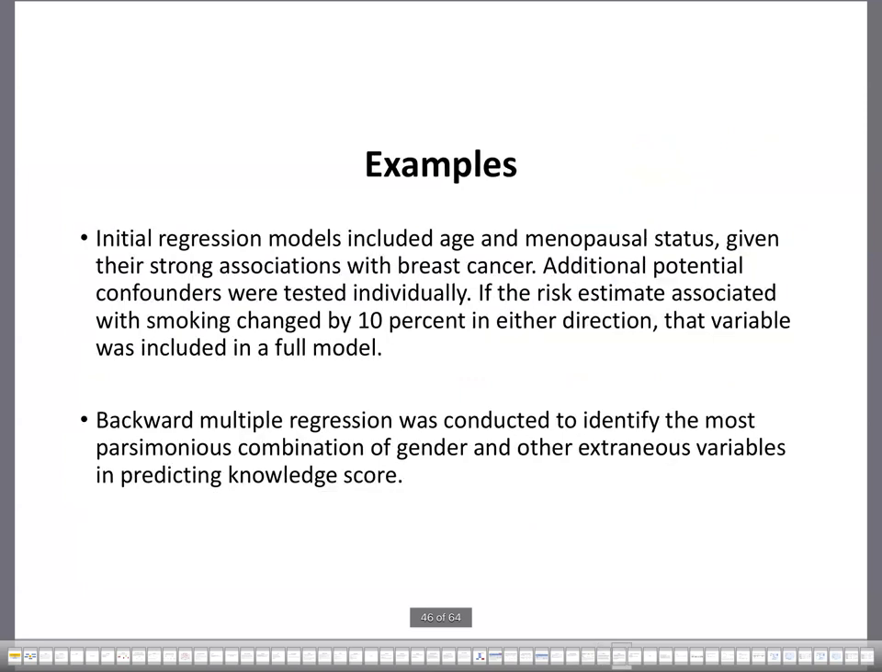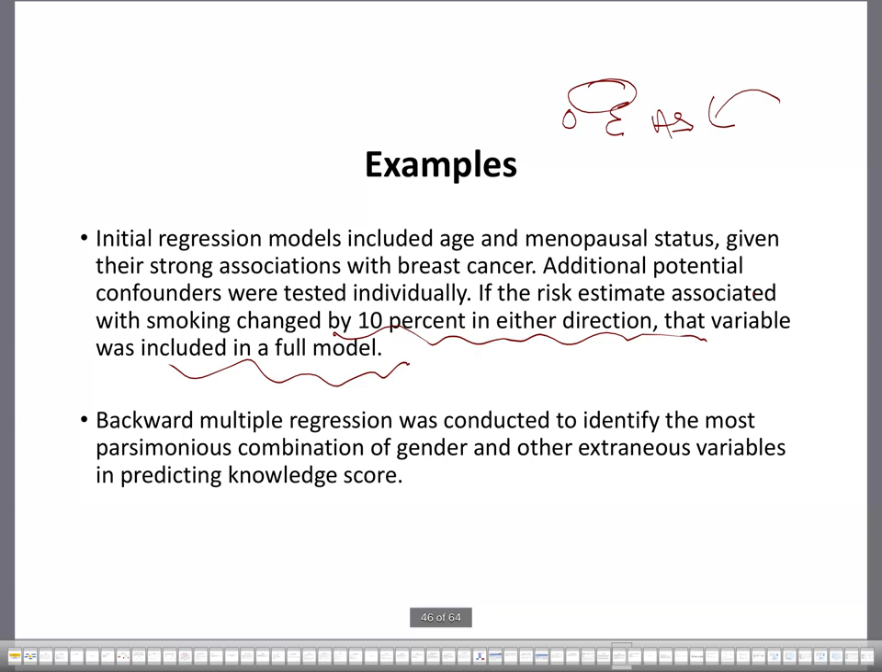Some more examples. So in one study, it is mentioned initial regression models included age and menopausal status. Given their strong association with breast cancer, additional potential confounders were tested individually if the risk estimate associated with smoking changed by 10% in either direction, we included it in the full model. So what they did, they had a model in which you have the outcome, the exposure, age, and sex, and they kept on adding other potential confounders, and they looked at this association between the risk factor and the outcome. And if after adding the variable, if this changed by more than 10%, they retained it as a potential confounder. This is another way of deciding on confounding.